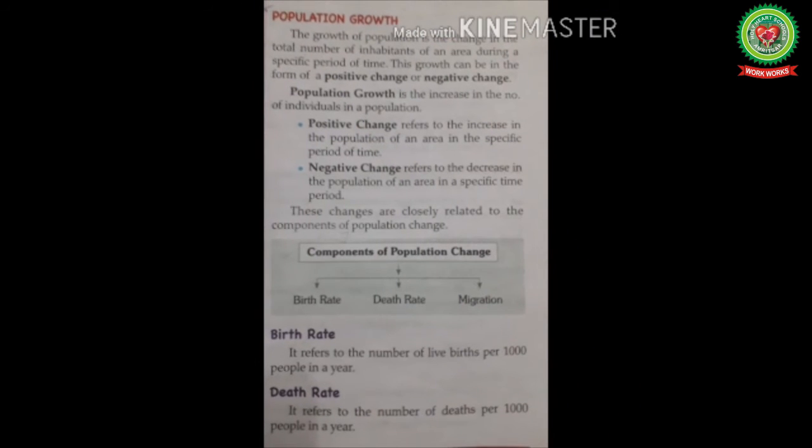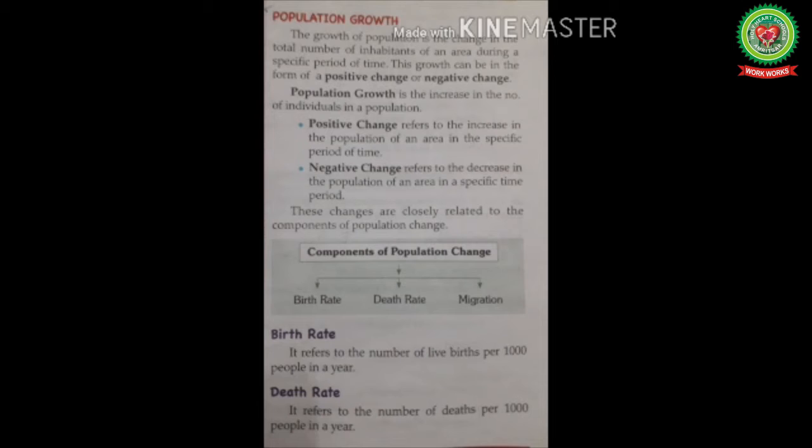Let's start with the reading. Take out your page number 35 of your lesson number 2, population growth. The growth of population is the change in the total number of inhabitants of an area during a specific period of time. This growth can be in the form of positive change or negative change. Population growth is the increase in the number of individuals in a population. Positive change refers to the increase in the population of an area in the specific period of time.